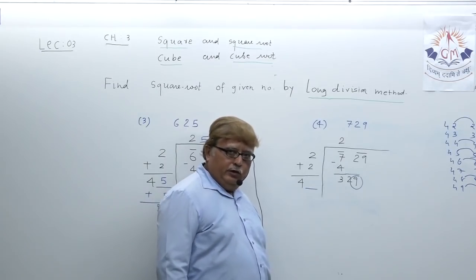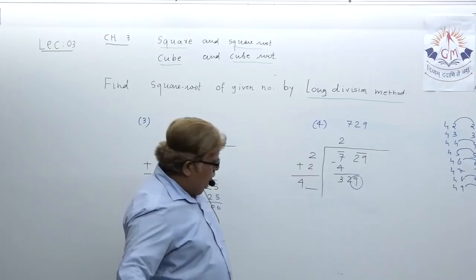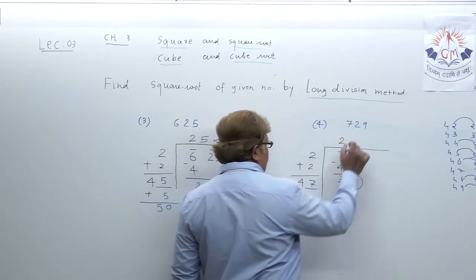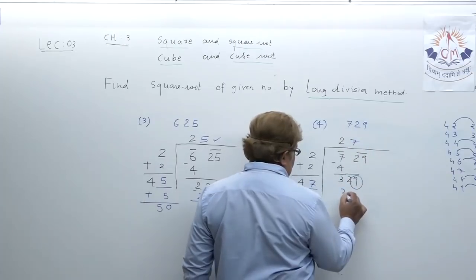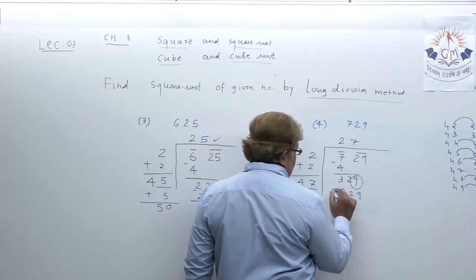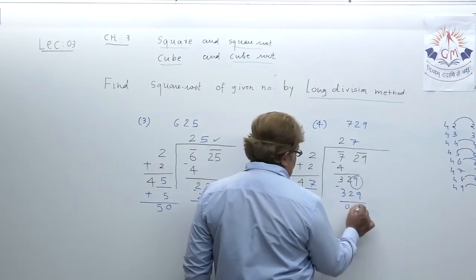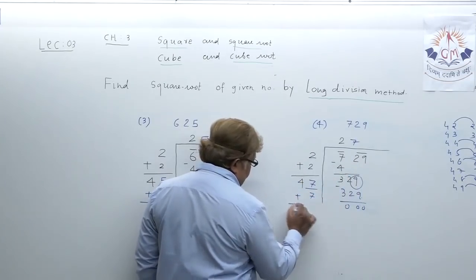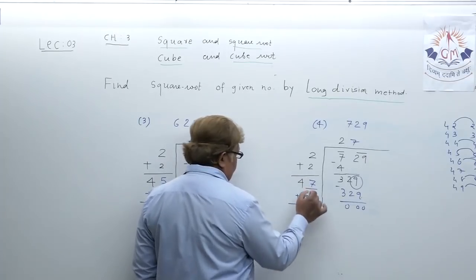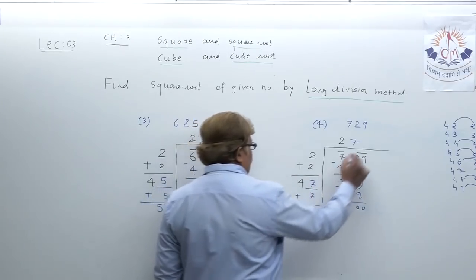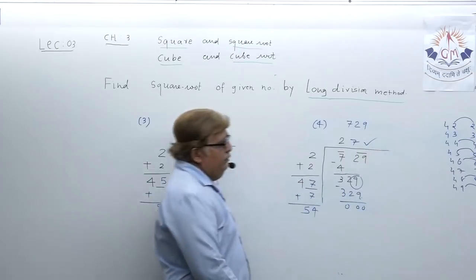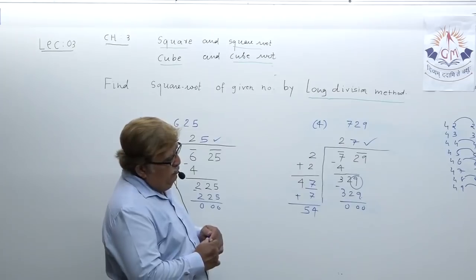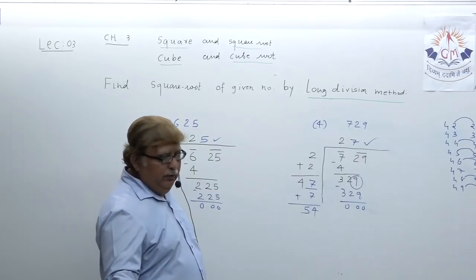Clear? 7, no? Yeah. Not 3. We have to take 7. 47 7s are 329. Okay, my dear student. Here the remainder is 0. 7 is to be added. This is 54 and your answer is 27. You understood this?